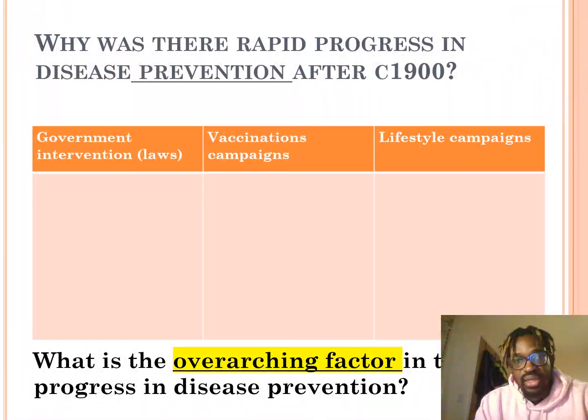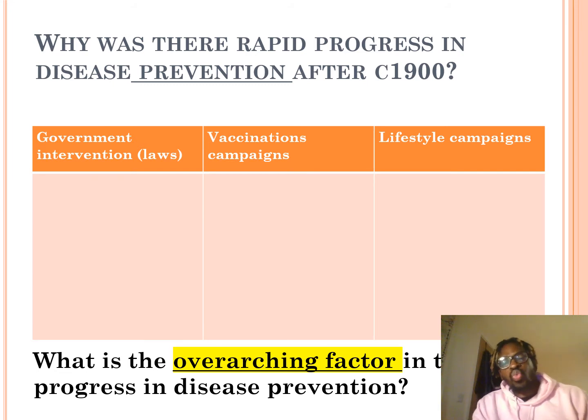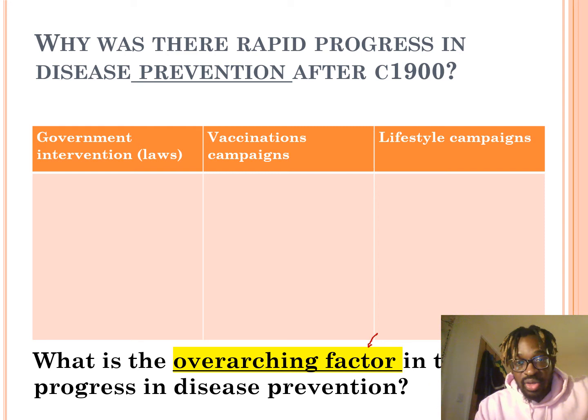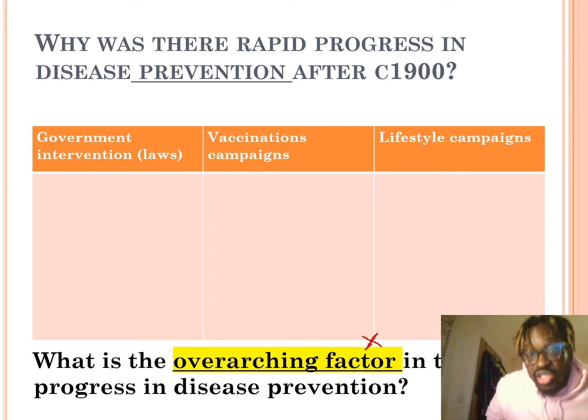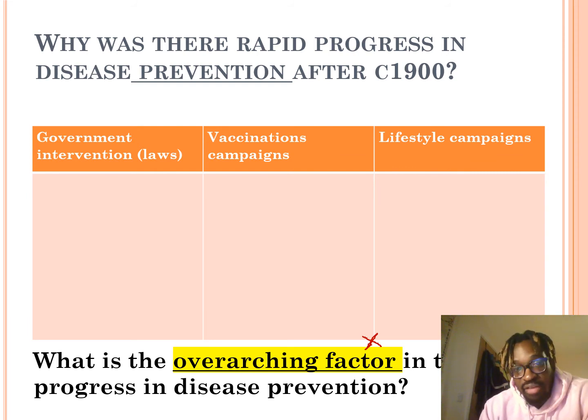So then we want to look at why this progress came about, particularly with regards to prevention. Why was there rapid progress in disease prevention after the 1900s? Once you get from the 1900s to the present day, you'll see here the highlighted section where I said, what is the overarching factor in this rapid progress? And if you look at the table, I've given you the answers.